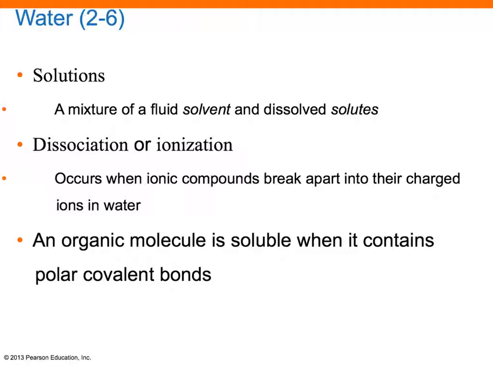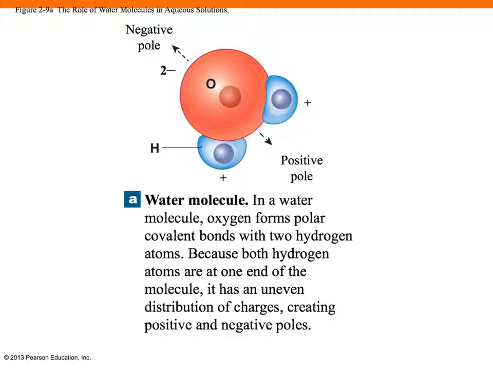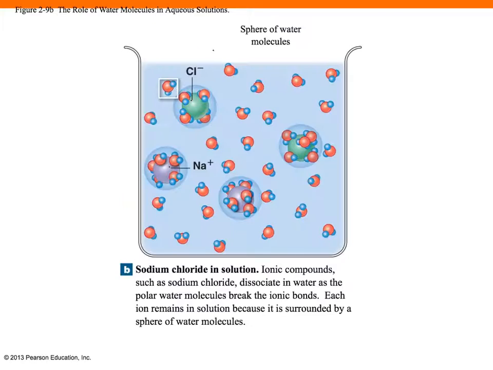There's a thing that happens called dissociation or ionization, and that occurs when ionic compounds break apart into their charged ions in the water. An organic molecule is soluble when it contains polar covalent bonds. This is the image of the water molecule, and you can say it's a polar molecule. It has a negative pole and a positive pole, or a negative side and a positive side. Again, this is one of the reasons why it has all its unique properties.